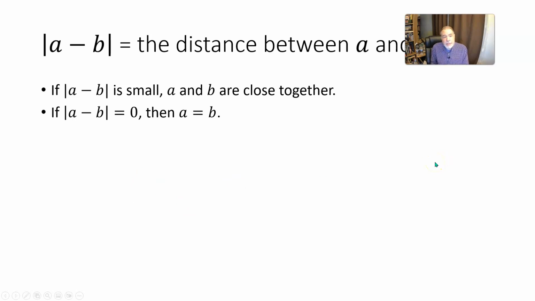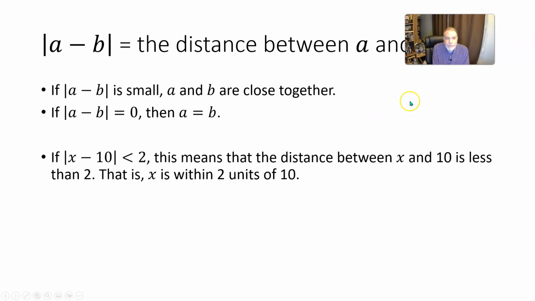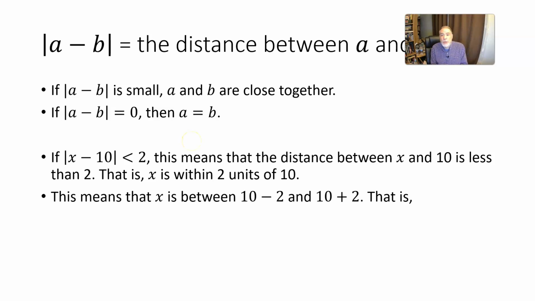The smallest it could possibly be is 0. And in that case, that's when a and b are equal to one another. They're the same number, so there is no distance at all between them. So if the absolute value of x minus 10 is less than 2, that would mean that the distance between x and 10 is less than 2. That is, x is within 2 units of 10. X is a number close to 10. It's less than 2 units away in either direction. So it's between 10 minus 2 and 10 plus 2. That is, it's between 8 and 12.